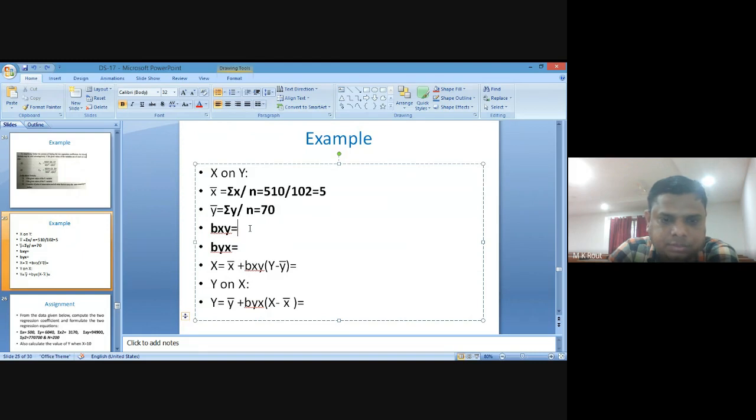Yes, anyone? That is how much? n into summation of xy, and summation of xy is given as 54,900, and n is given as 102. So 102 into 54,900, minus your summation of x and summation of y, that is 510 into 7150. The whole divided by, again, n into summation of x square minus summation of x whole square.